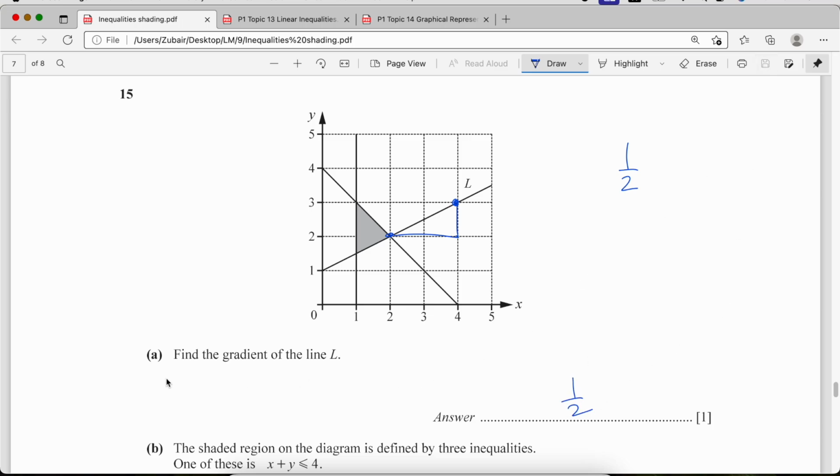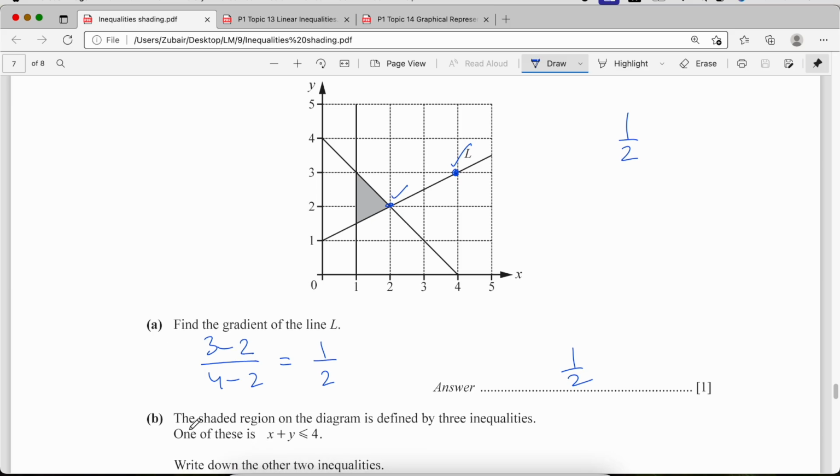The other way is I'm selecting these 2 points, not writing the coordinates, directly reading them off the graph. y2, this is 1 point, this is the second. So y of this point is 3 minus y of the other point is 2, over x of the first point is 4, x of the second point is 2. 3 minus 2 is 1, 4 minus 2 is 2. So the gradient is 1 by 2.